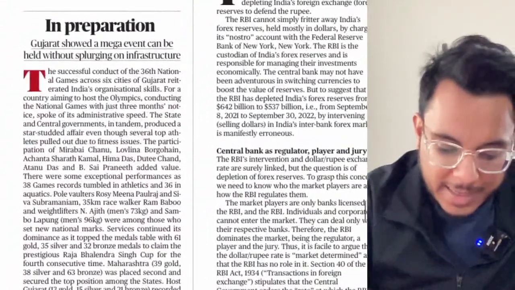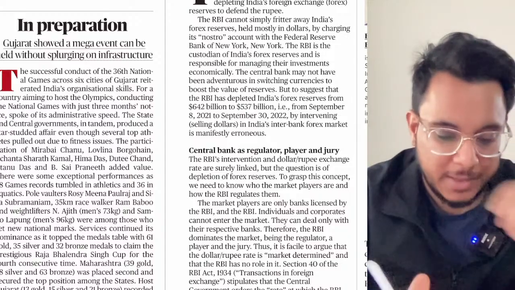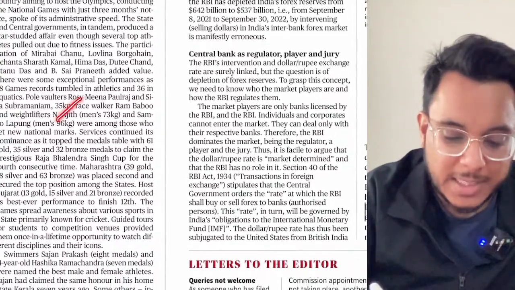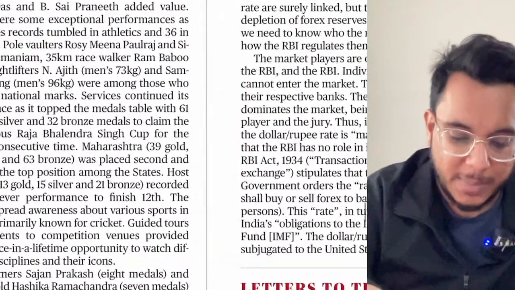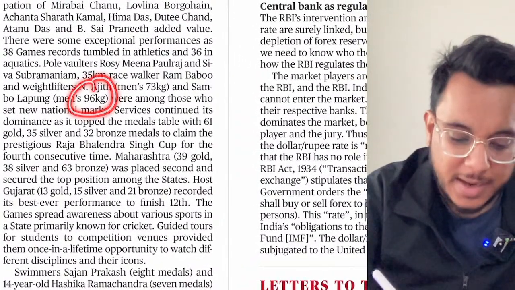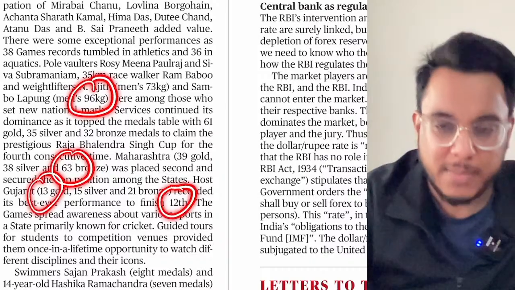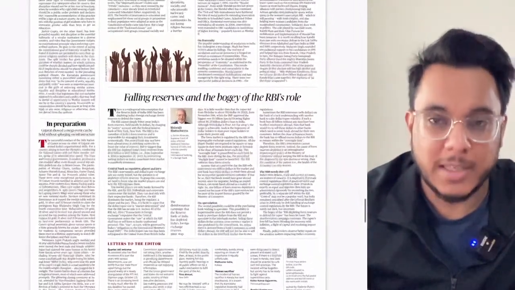Now this particular article guys, it's talking about the national games that are being hosted by Gujarat, and the medal tally is being discussed. The medal tally is being discussed here. Okay, now guys, when we talk about the national games, national games are being hosted by Gujarat.